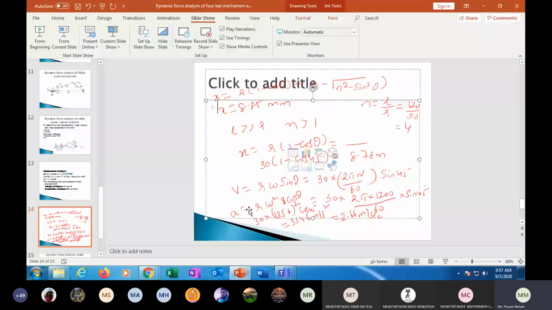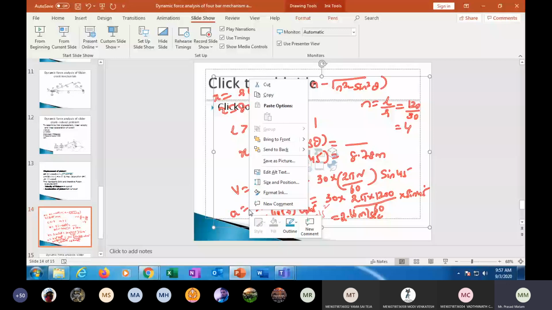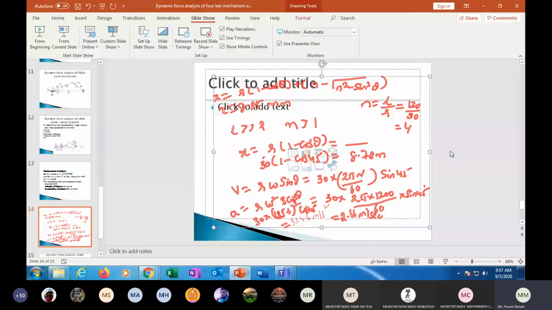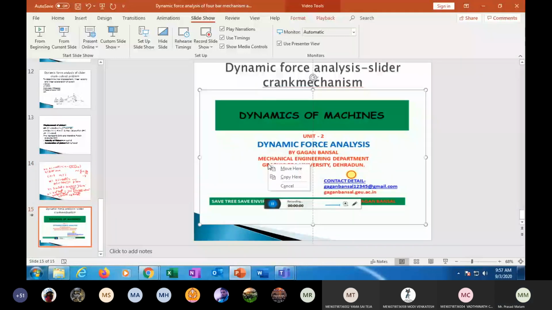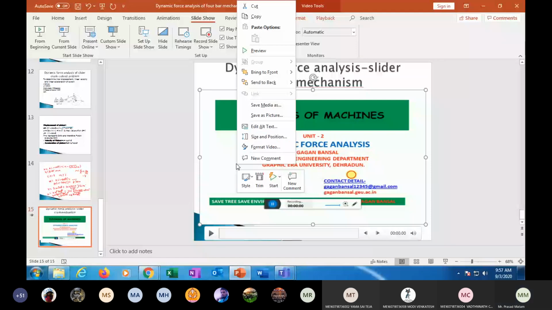We already discussed how to find the forces with respect to G2 and G3 in the dynamic force analysis of the 4-bar mechanism. Now I will explain how to get the values of x, v, and the acceleration of the piston. For this, I am showing a video for you. Just go through this video, the derivation for the slider crank mechanism, the dynamic force analysis of the slider crank mechanism.